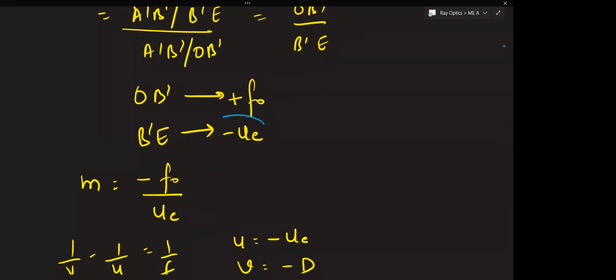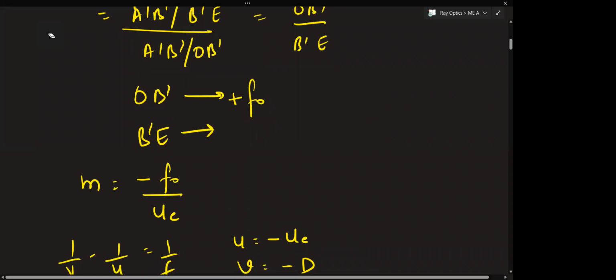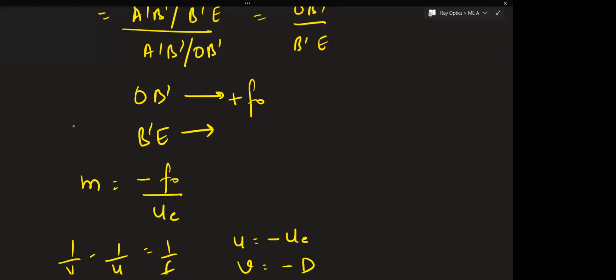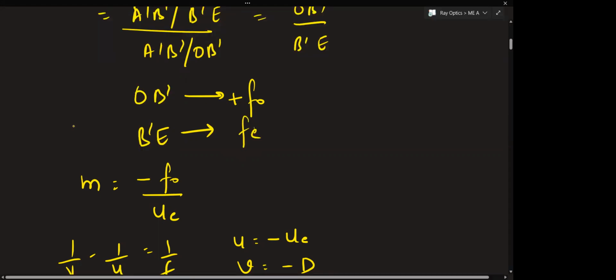Now, this won't be the object distance. This will simply be the focus. Why focus? Because your image is formed at infinity. If the image is formed at infinity, it means the object was at the focus. So the virtual image that was formed in between, that was minus FE.